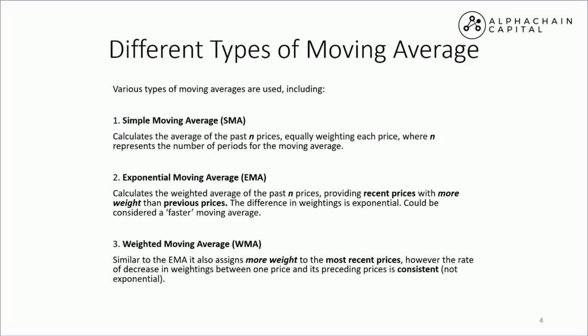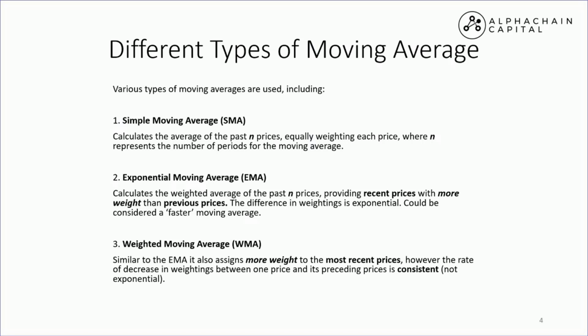Second, you could have an exponential moving average, also known as an EMA. This calculates the weighted average of the past n prices, providing recent prices with more weight than previous prices. The difference in weightings is exponential. So this could be considered a faster moving average. It usually reacts faster to prices than a simple moving average would.